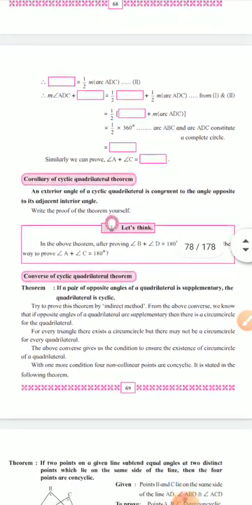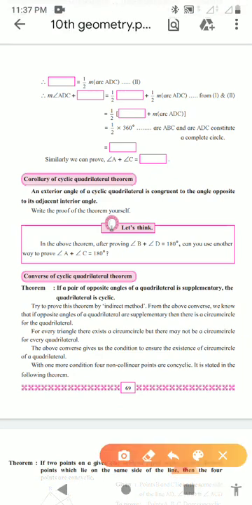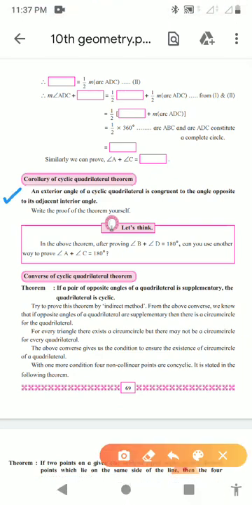Now we will see the corollaries of the cyclic quadrilateral theorem. According to the corollary, an exterior angle of a cyclic quadrilateral is congruent to the angle opposite to its adjacent interior angle. That means if we consider the exterior angle, that exterior angle of the cyclic quadrilateral is congruent to the angle which is opposite to the adjacent interior angle.